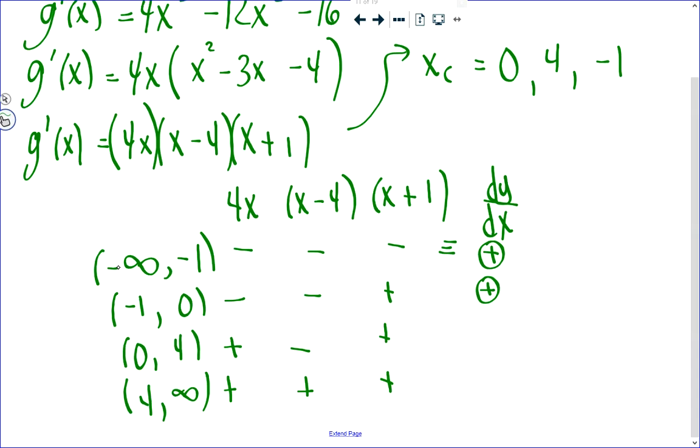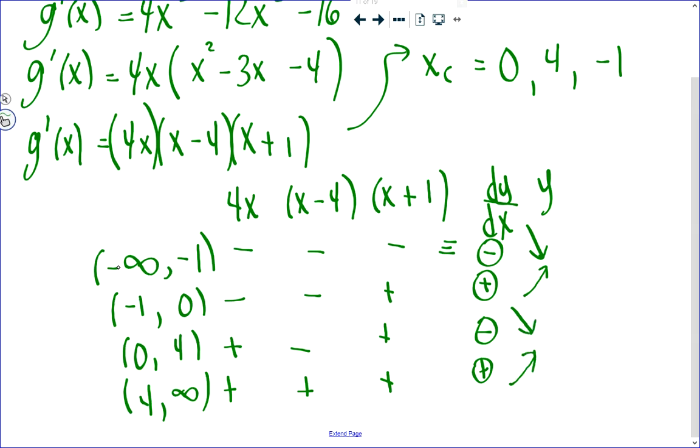My mistake here, you guys. Sorry. Negative times negative times negative is negative. The first row gives us a negative. Then positive, then negative, then positive. Which means the function is decreasing, then increasing, then decreasing, then increasing.